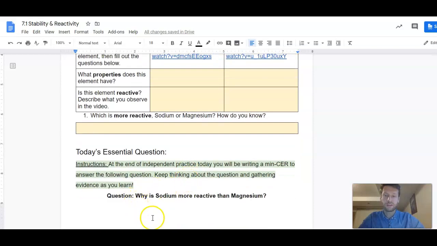By the end of today's lesson, you're going to be answering this key question, which is why is sodium more reactive than magnesium? Something about its chemistry, something about its makeup is the reason why it's more reactive. And today you'll understand why and be able to apply that understanding to lots of different elements to understand why some are reactive and some aren't.